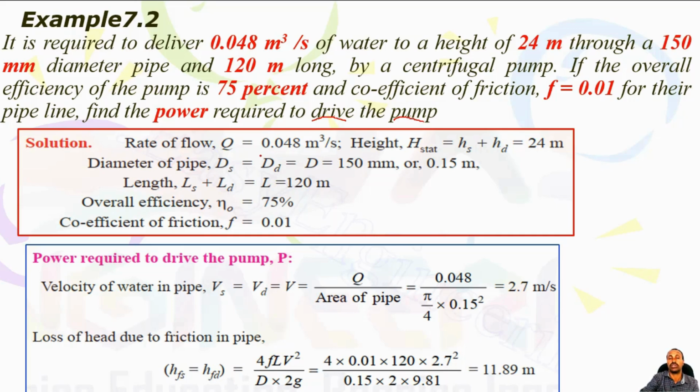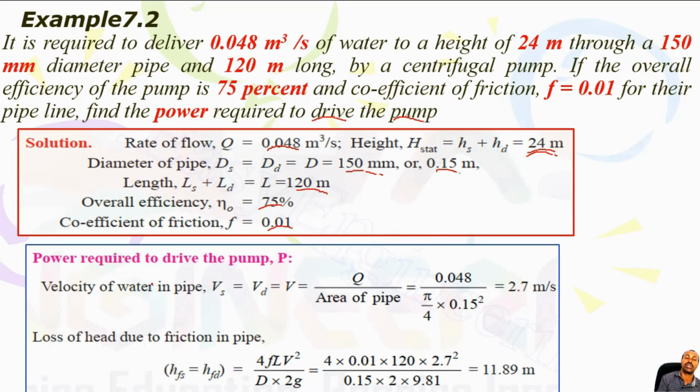So we have the discharge rate, Q, given as 0.048, and the height, which is the static head. We have HS, suction head, plus delivery head, which will be 24. We are given the total. Then the diameter in suction and delivery pipe is the same. We have a 150 millimeter pipe, which is 0.15 meter, and the length of suction and length of delivery, we have total length 120 meter. Overall efficiency is given and coefficient of friction is given.